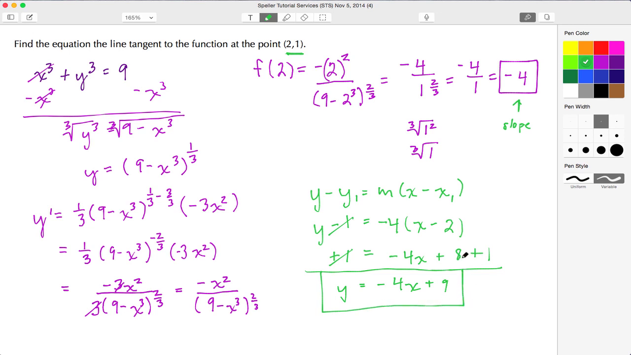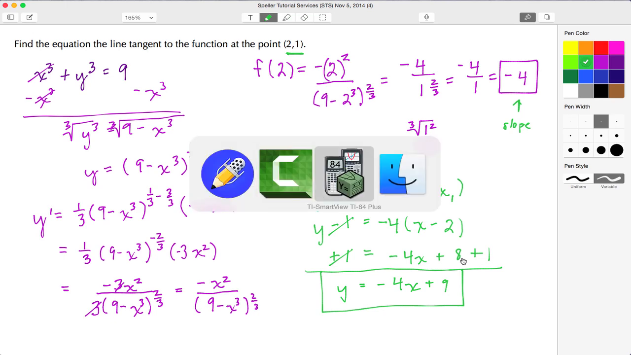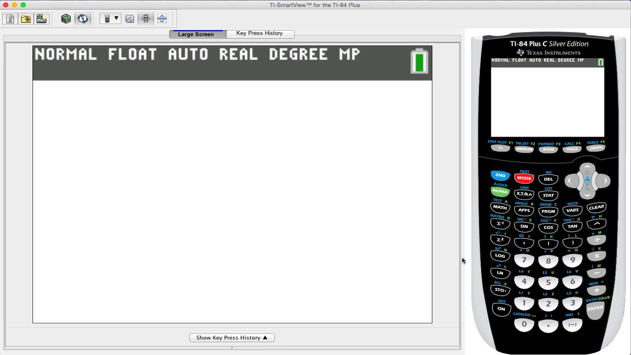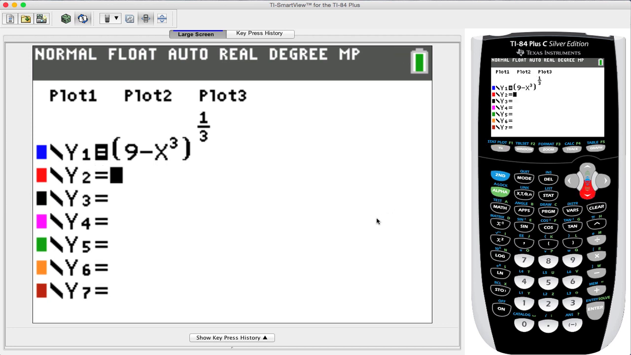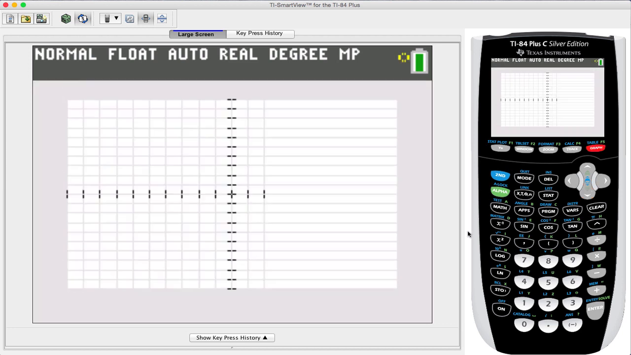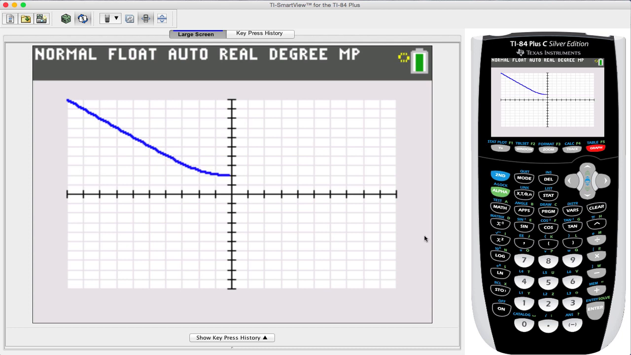Now that we've done everything analytically, let's go to the calculator and prove everything geometrically. We want to press the Y equals button. You'll notice that I already have the function here in place, the quantity 9 minus x cubed raised to the 1/3 power, and I want to go ahead and graph that. So I press the graph button. Here in blue is the graph.